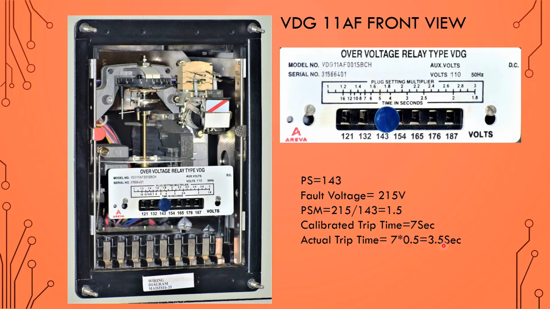That means we can adjust the trip time from minimum 0.05 to maximum 1. Whatever the calibrated operating time is, we can vary that calibrated operating time using the TMS. So in this way we are able to calculate the trip time without operating the relay.